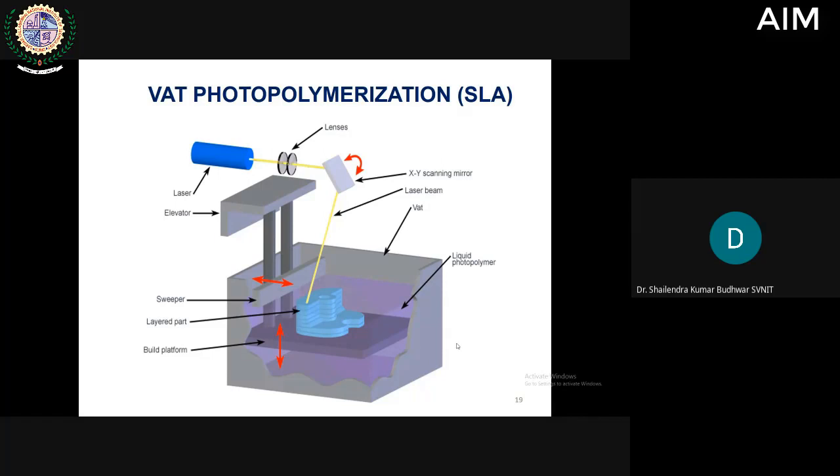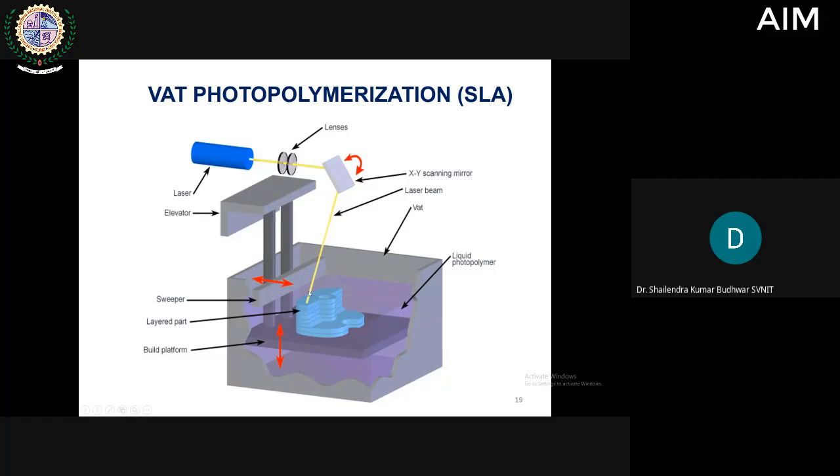Here, for each layer, the laser beam traces a cross section of the part pattern on the surface of the liquid resin. You can see in this figure that the laser is focused on the layer of the resin. This laser cures that layer of the resin, and as per the STL file of that part, this laser will generate a pattern on that resin layer.